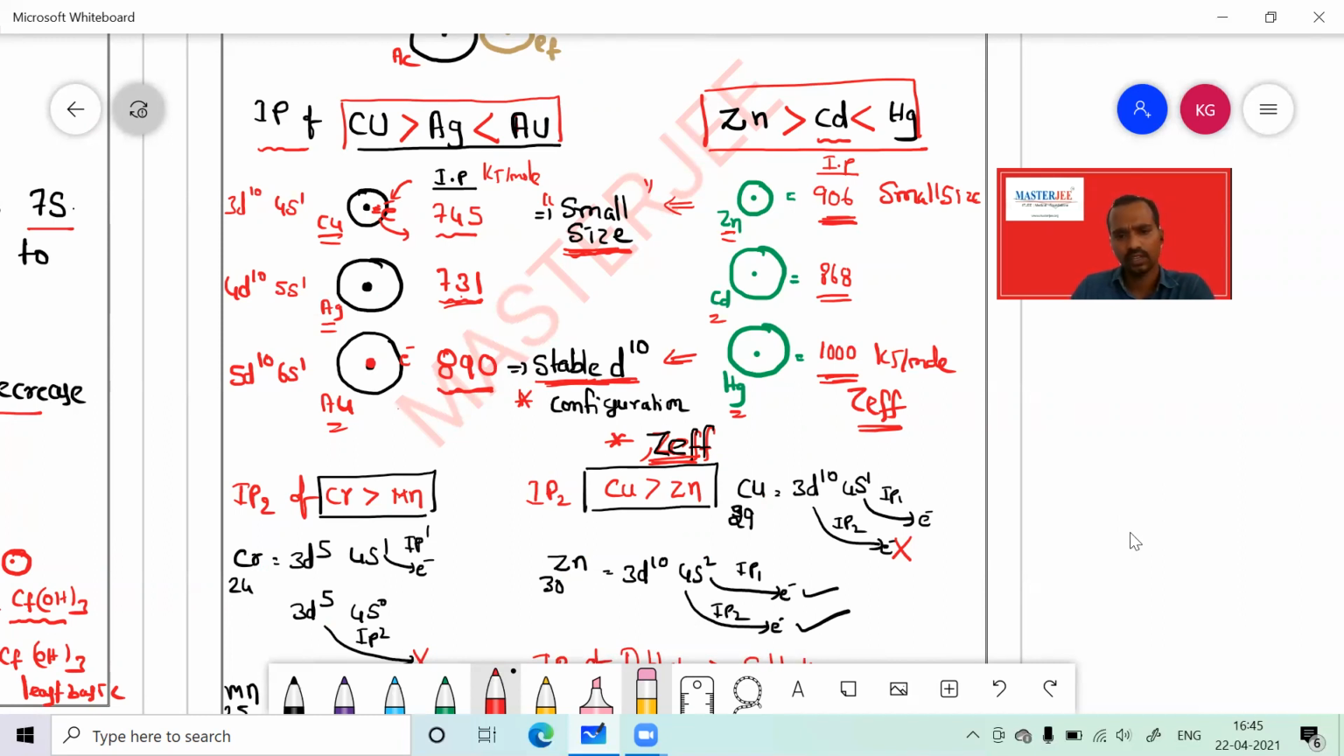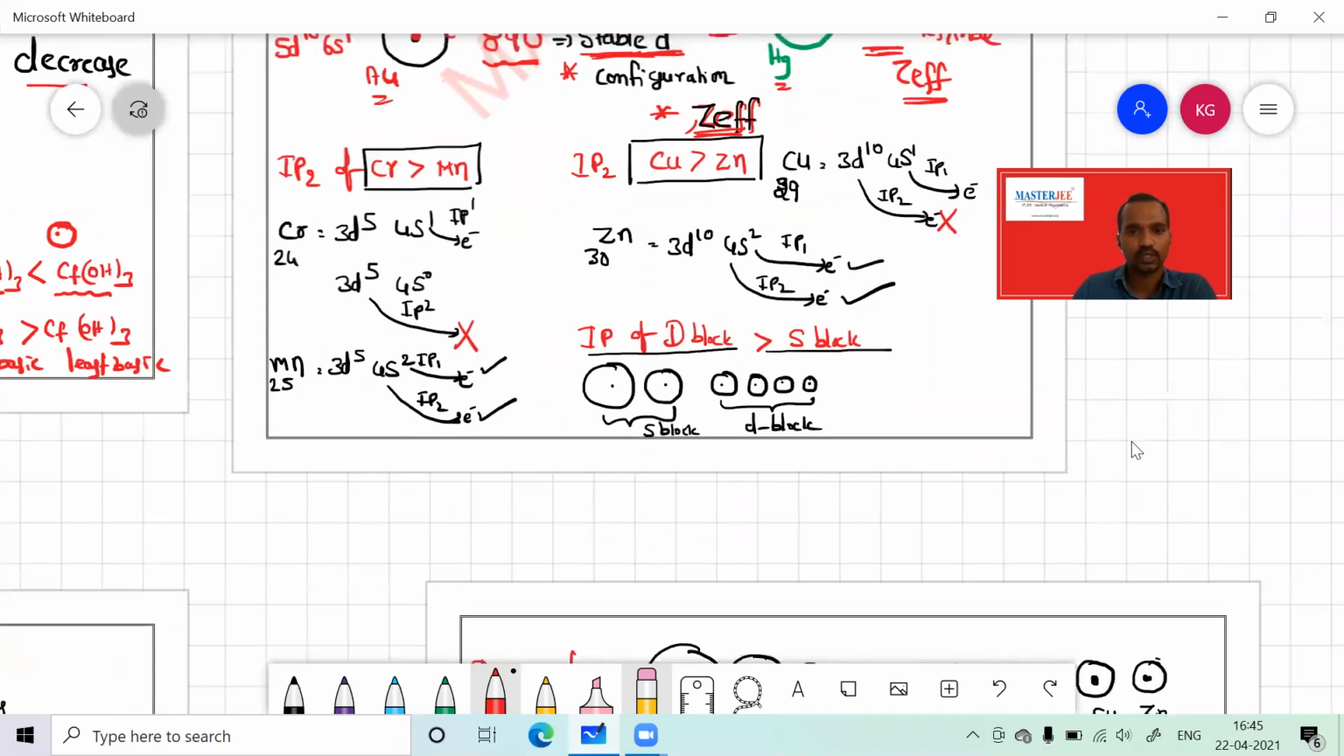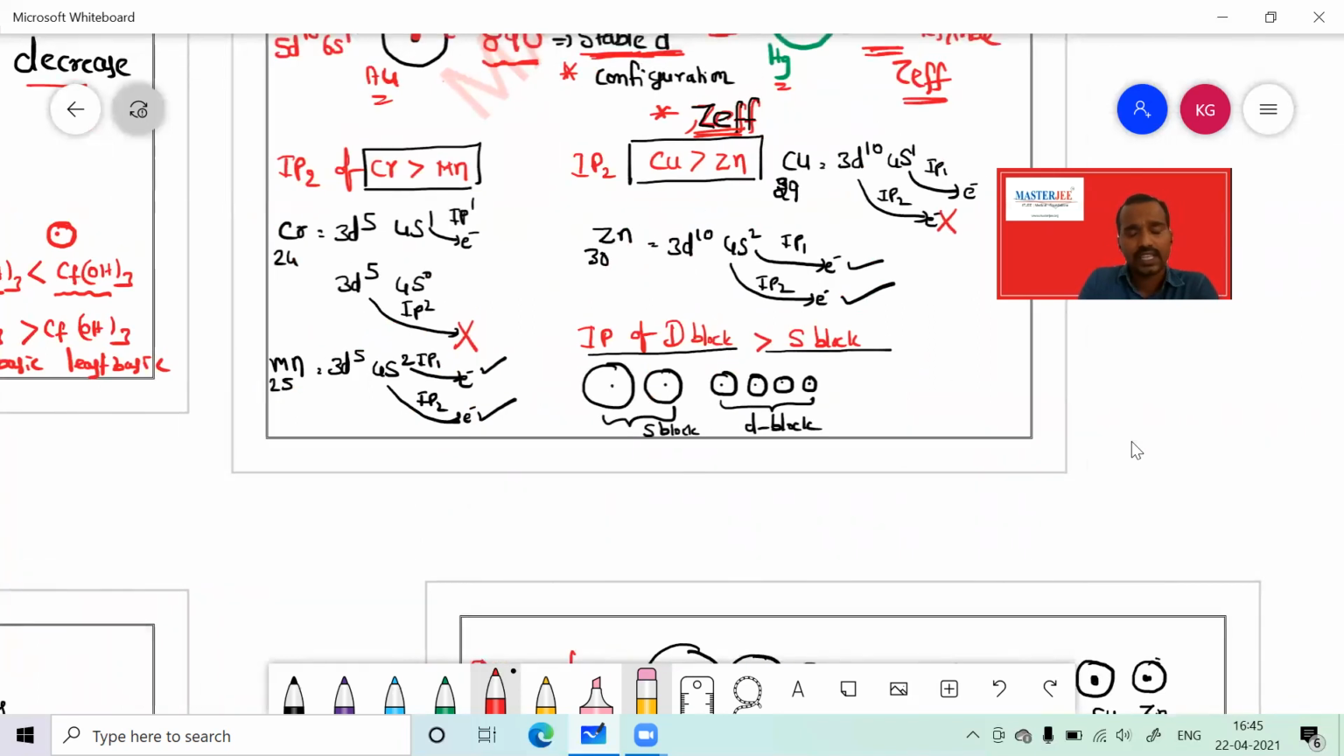Next comparison I'm going to explain: ionization potential 2. That means the second ionization potential. Second ionization potential means what? After losing the first electron, the energy used to remove the second electron is called ionization potential 2. The amount of energy required to remove the second electron from a uni-positive ion is called ionization potential 2.